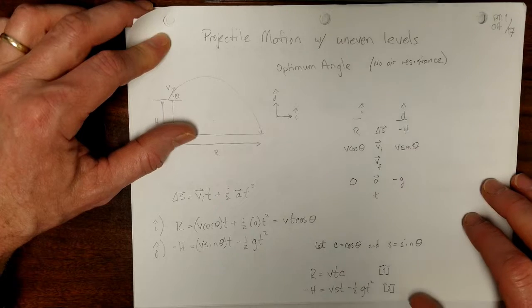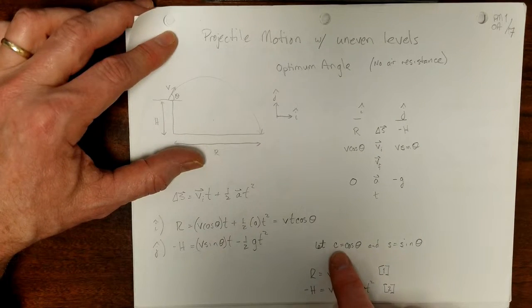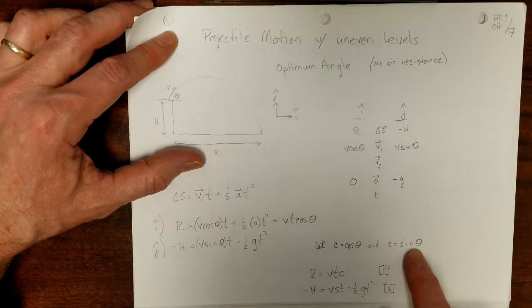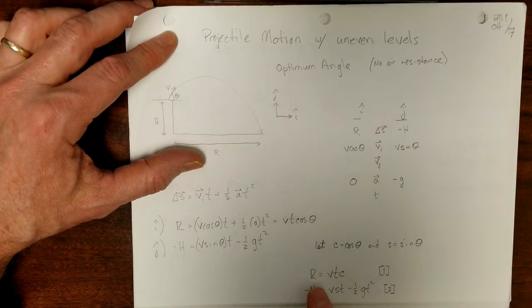Now for the sake of ease, the more I write, the more apt I am to make a careless error, so I'm just going to let c equal cosine theta and s equal sine theta, and later on I'll substitute in the function. So the first equation becomes r equals vtc, where c is cosine theta, and negative h is equal to vst minus 1/2 g t squared. I'll call those equation 1 and equation 2.